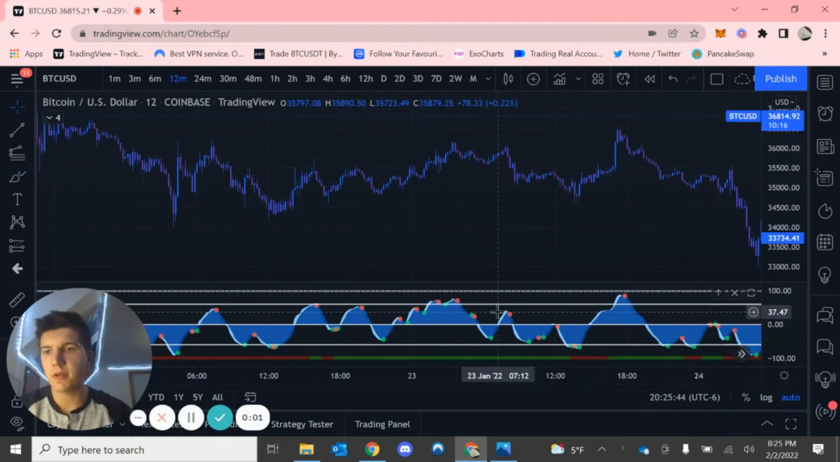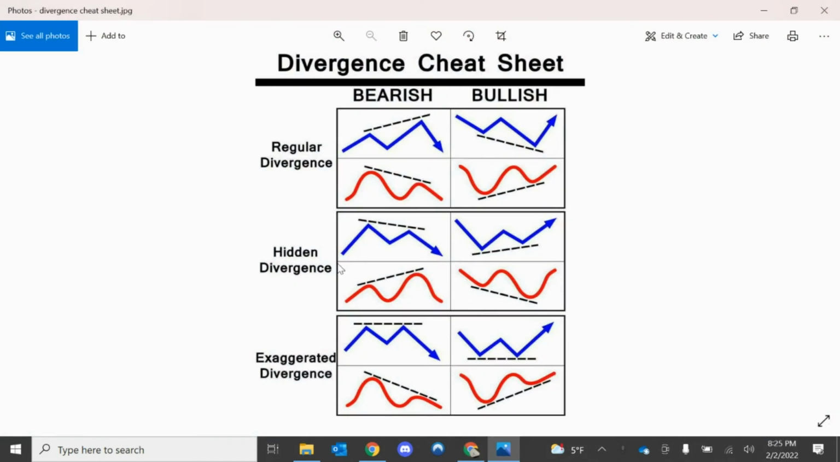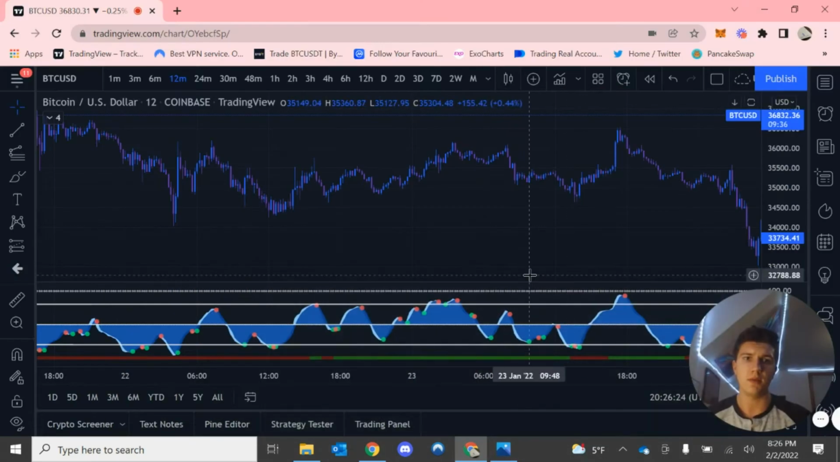So now that we covered the basic divergences, which are bullish and bearish divergences, let's get into the more advanced ones. These require a little bit more attention to detail, I'd say. What they are called is hidden divergences. Like with regular divergences, there's both bullish and bearish. Essentially, what you are looking for in a hidden bullish divergence is price making higher lows while our momentum is making lower lows.